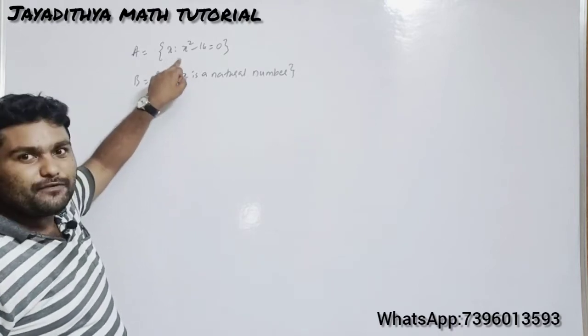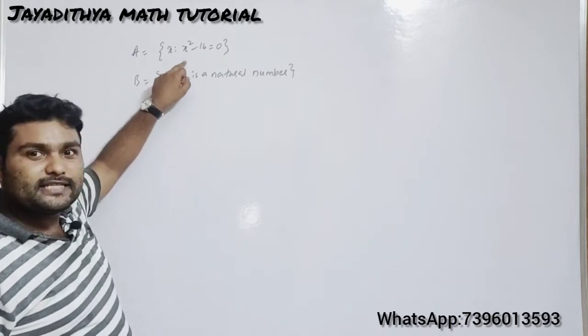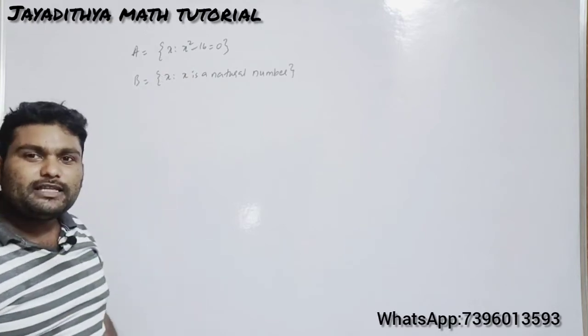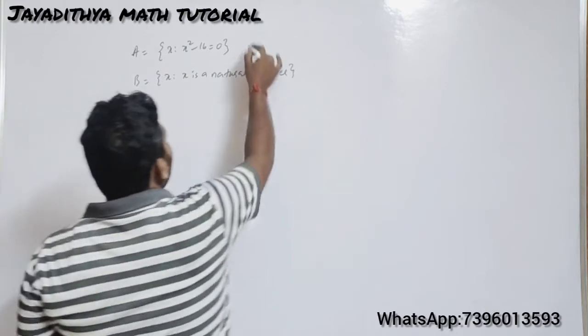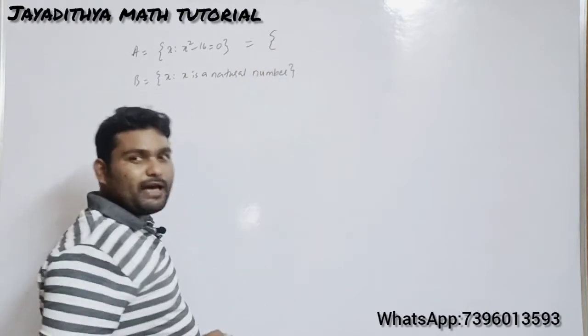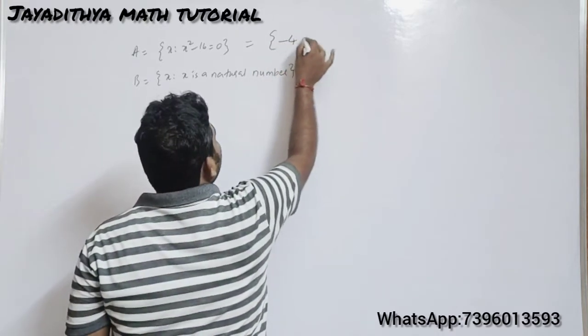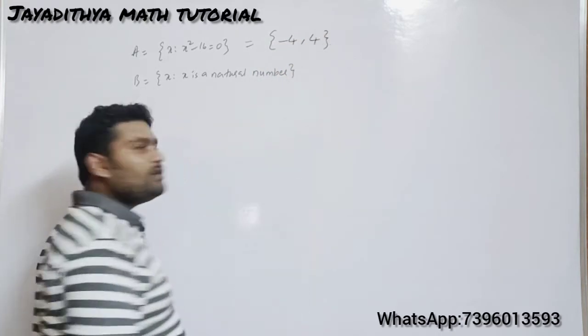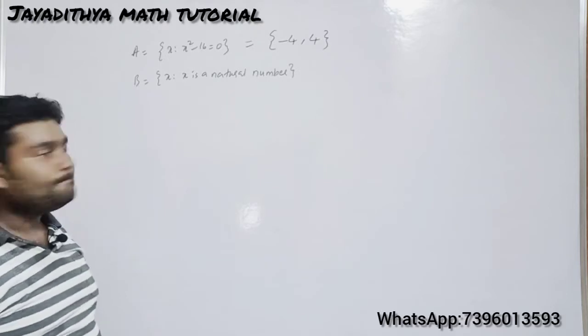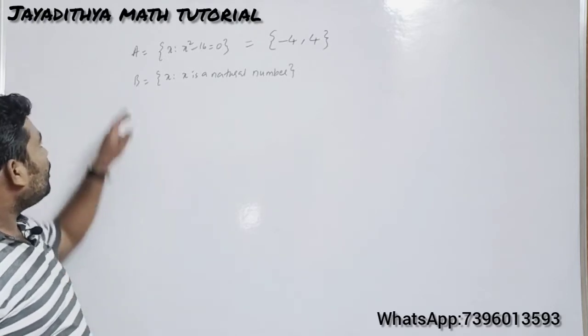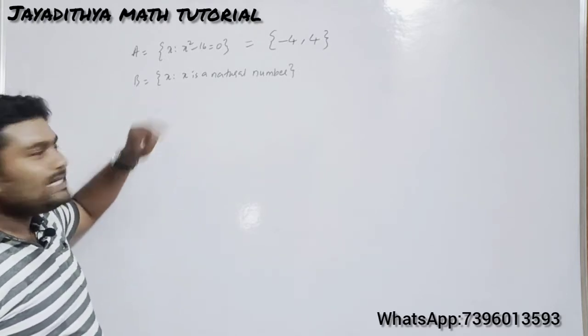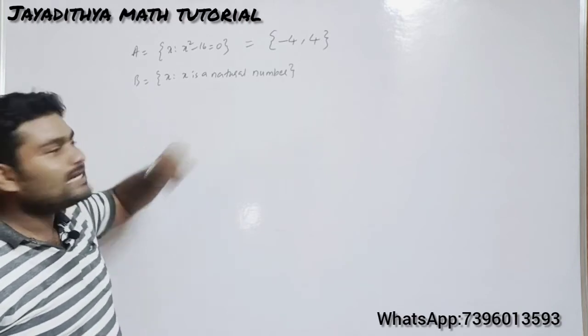So this is in set builder form. Can you convert this into roster form? Yes. So how to convert this one? By checking the values, you can simply write it as -4 comma +4. That's all. That will be the roster form of set A here. Clear? And whenever you are talking about set B, what is set B here? x such that x is a natural number.